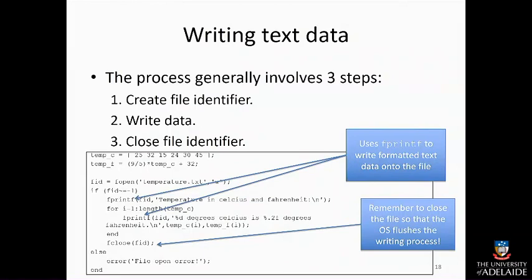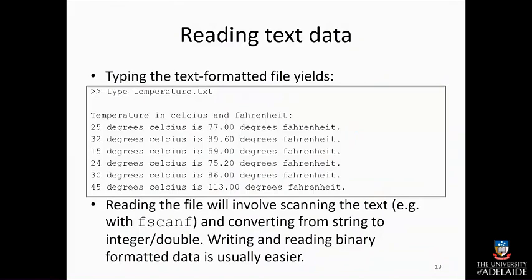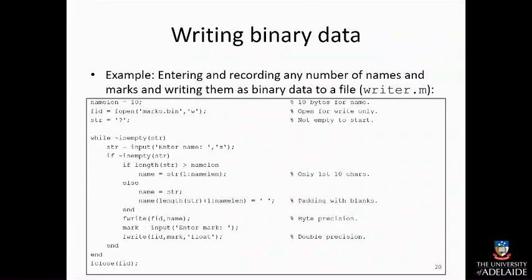And we already know that one can use fprintf to write formatted text data into the file. So we have written some data on the file, and you can read the file using the fscanf command. Now let's focus on how to write binary data. So here in this example, we are entering and recording any number of names and marks and writing them as binary data to the file.